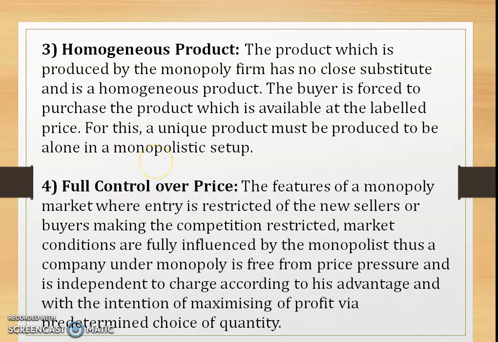Next, full control over price. There is a price maker, because in a monopoly the monopolist manufacturer controls the price. In the monopoly market, entry of new sellers or buyers is restricted, making the competition restricted. Market conditions are fully influenced by the monopolist. Thus, a company under monopoly is free from price pressure and is independent to charge according to its advantage, with the intention of maximizing profit via a predetermined choice of quantity.